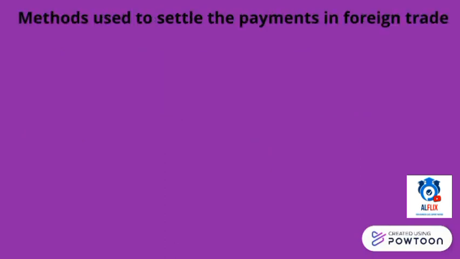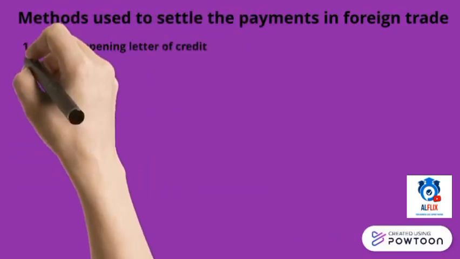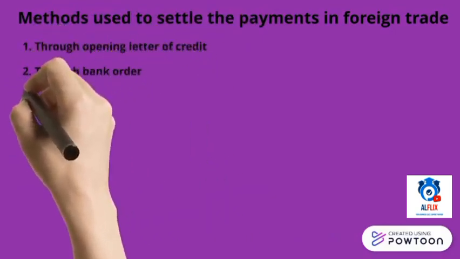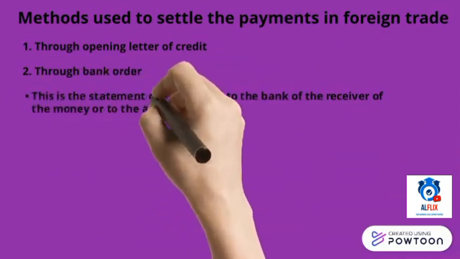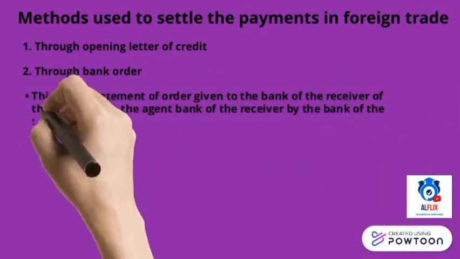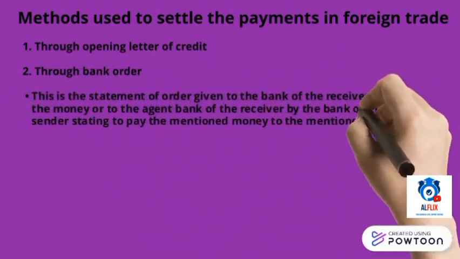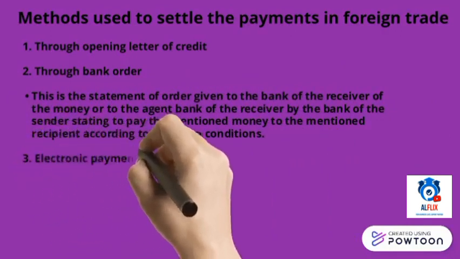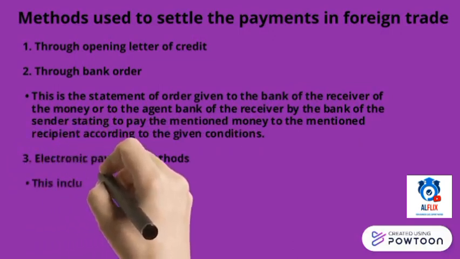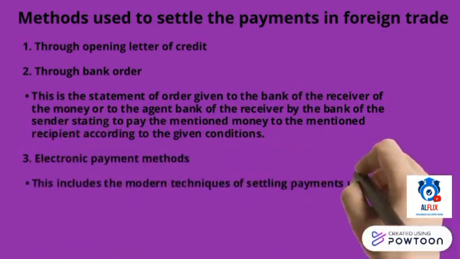Now let's look into methods used to settle the payments in foreign trade. Through opening letter of credit, through bank order. This is the statement of order given to the bank of the receiver of the money or to the agent bank of the receiver by the bank of the sender, stating to pay the mentioned money to the mentioned recipient according to the given conditions.